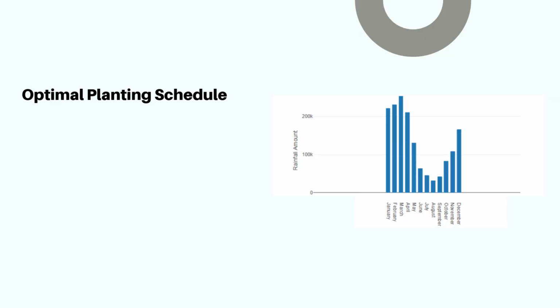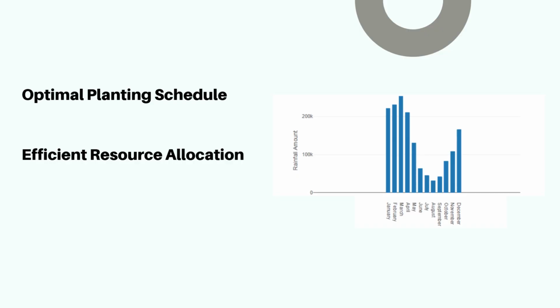Our insights can provide an optimal planting schedule. For example, farmers can align their planting activities with the peak rainfall in March to ensure adequate water supply during critical growth stages of their crops. It also provides efficient resource allocation. For example, we can see in the data that August has the lowest rainfall amount. This will help farmers plan irrigation schedules and conserve water resources in advance.